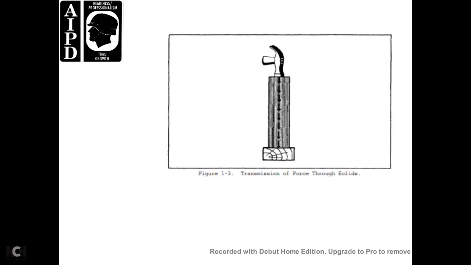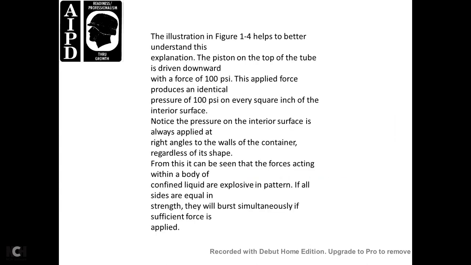Figure 1-3 shows the transmission of force through solids. Figure 1-4 helps to better understand the explanation. The piston at the top of the tube is driven downward with a force of 100 psi. The applied force produces an identical pressure of 100 psi on every square inch of the interior surface. Note that the pressure on the interior surface is always applied at a right angle to the wall of the container, regardless of its shape.